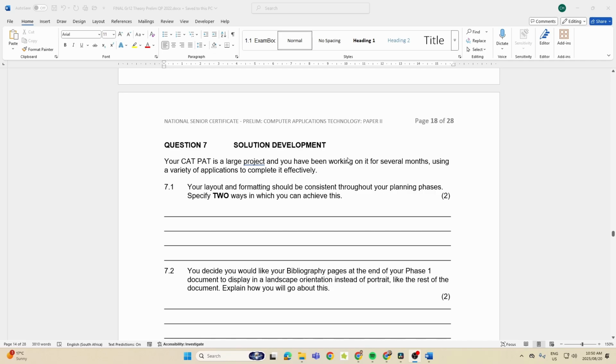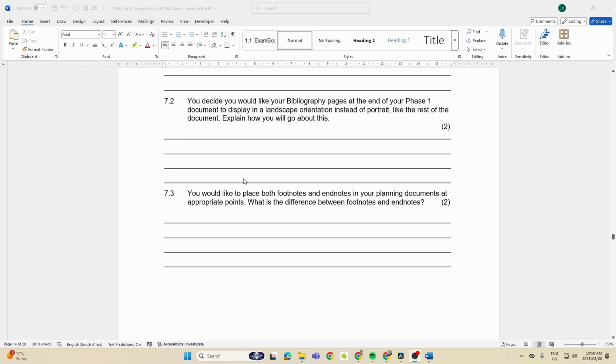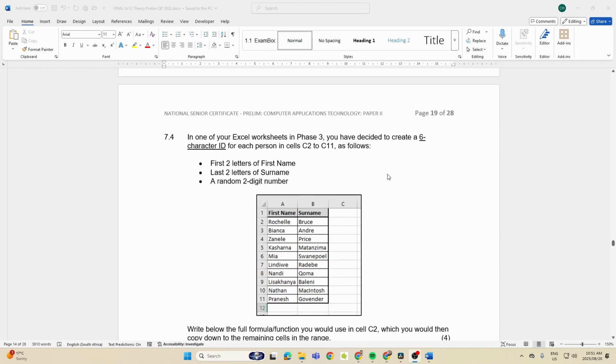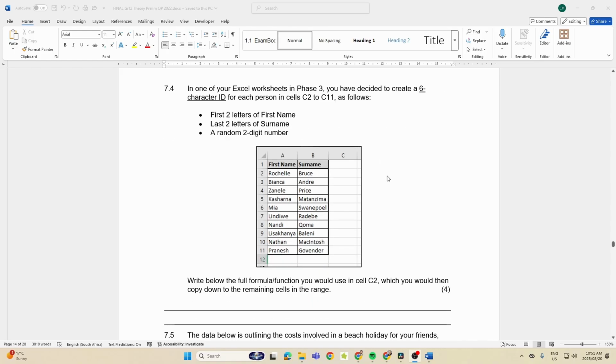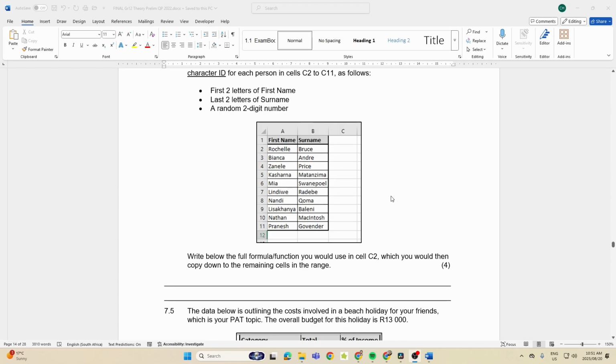So again, these are things that you'll find coming through in your PAT, because here they're talking about your layout and formatting should be consistent through your planning phases. Specify 2 ways that you can achieve this. Your bibliography at the end of phase 1, footnotes and endnotes. So these are questions that can come up that relate to the PAT, not specifically to it, but it can relate to that. Here we've got some questions based on Excel.